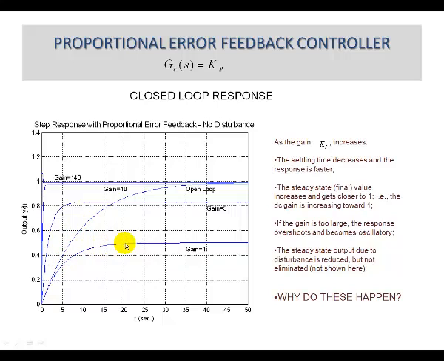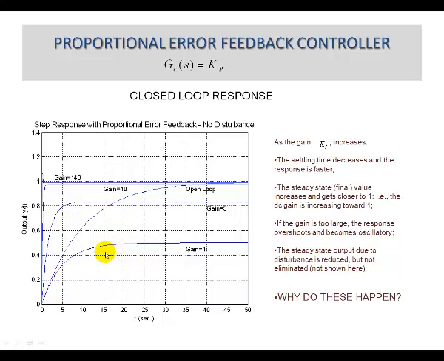This is the closed loop response when the gain is 1. This is when the gain is the feedback gain K sub p equal to 5, and Kp is 40 and 140. Now, the first thing that we may notice is that for each of the closed loop step responses, as the gain increases, the settling time seems to get shorter and shorter.